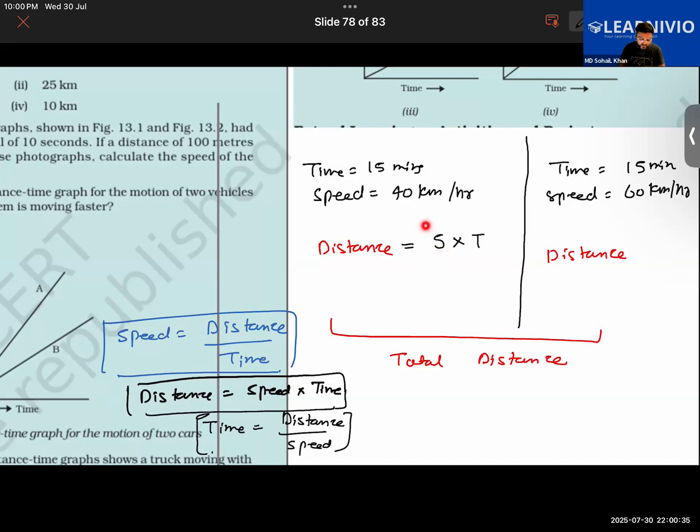But do we have some problem here? Speed is 40 kilometer per hour. Time is in minutes. We have a problem here now. So we need to convert time from minute to hour. So 15 minutes in hour is going to be how much?